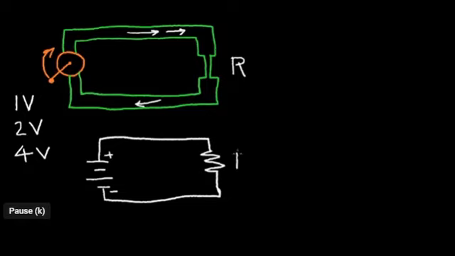So the electrical equivalent is resistance R. We have a current flow in this wire, and we have a voltage that exerts an electrical pressure that causes the current to flow in the circuit.